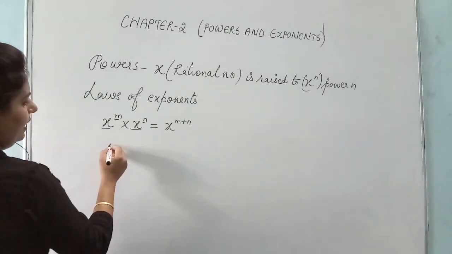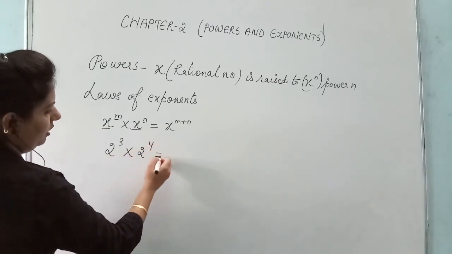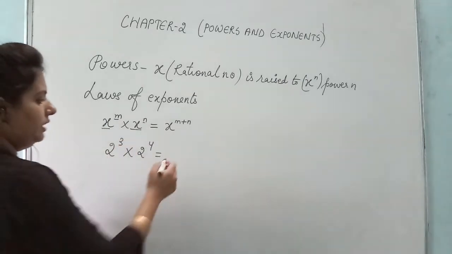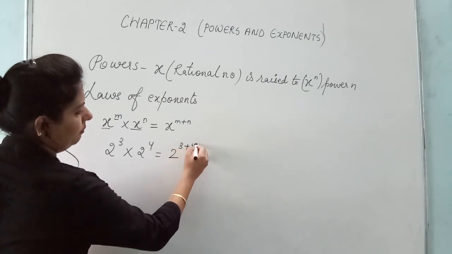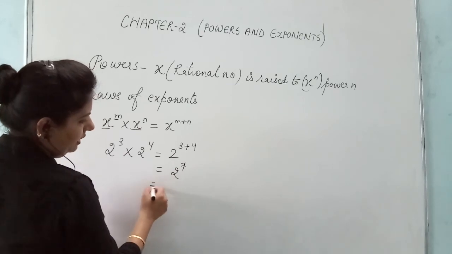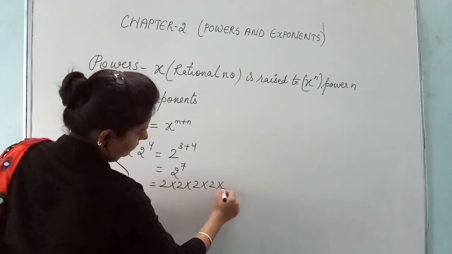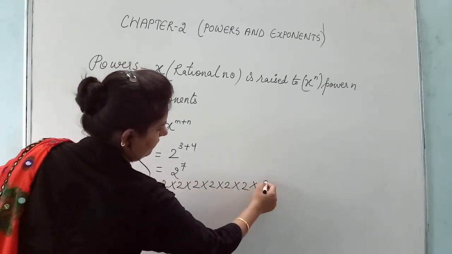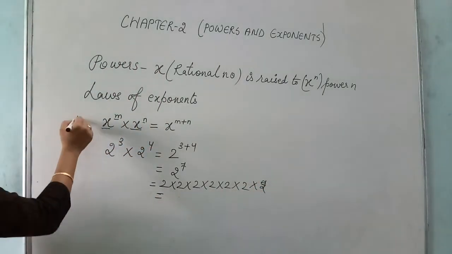So let us take an example. 2 raised to the power 3 into 2 raised to the power 4. See, here base is 2, 3 and 4 are exponents. Base will be common, 2, we will just add the powers. 2 raised to the power 7. It means here 2 will be multiplied 7 times. 1, 2, 3, 4, 5, 6, 7. So calculate it and you will get the answer. This is the first law.